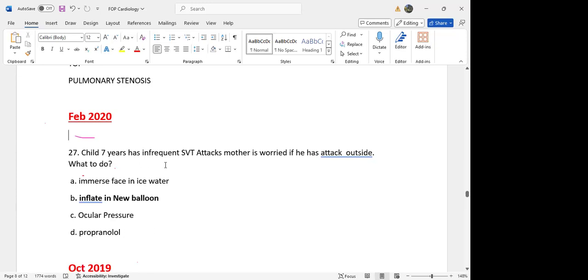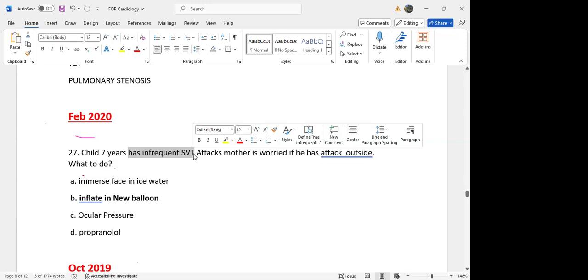Now, a 7-year-old has infrequent SVT attacks. The word over here is infrequent SVT attacks. So now we will talk about the SVT guidelines. You have to read the SVT guidelines from your pediatric guideline book. Please write it down. You have to check it by yourself as well.